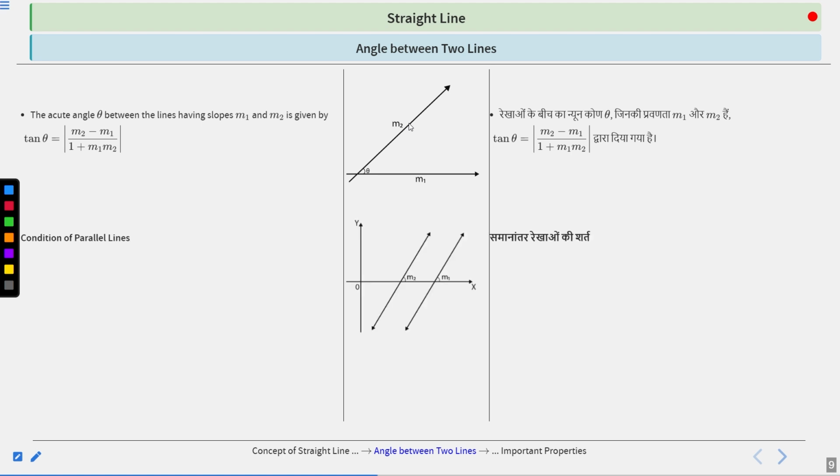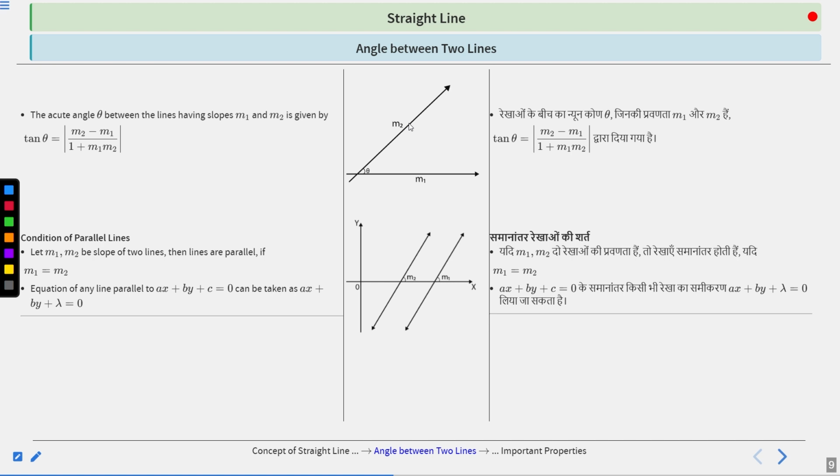So now condition of parallel lines. If two lines are given having slopes m1 and m2, let m1 and m2 be the slopes of two lines, then the lines are parallel if m1 is equal to m2. Clear? Got it?